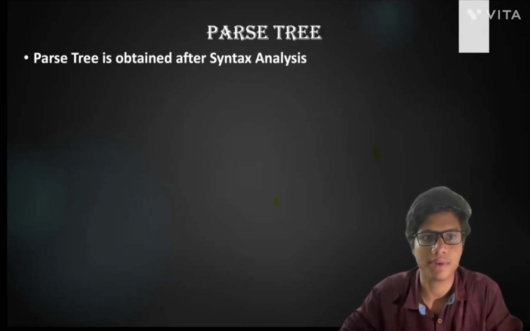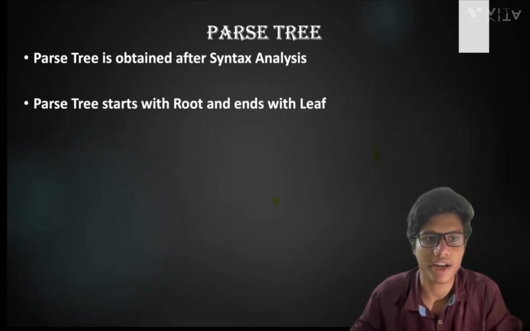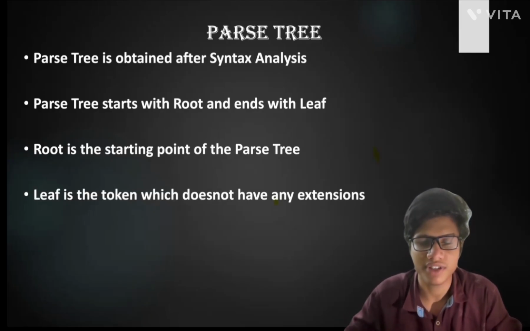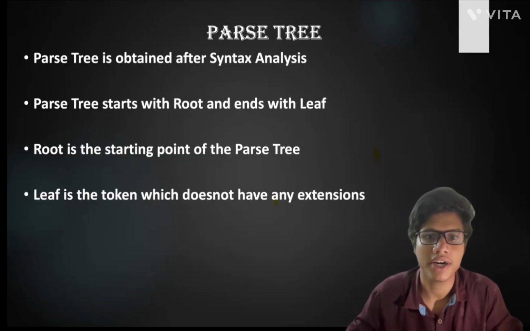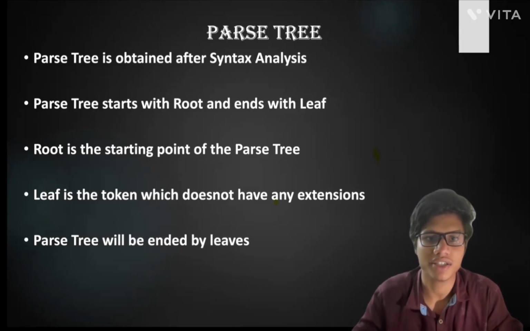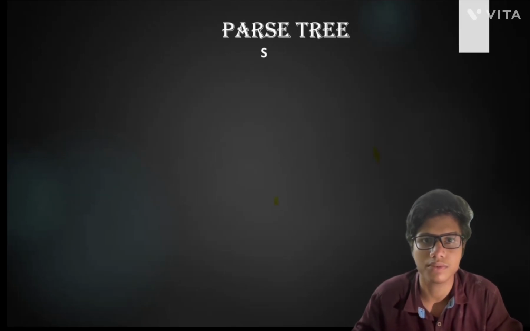Parse tree. What is a parse tree? A parse tree is obtained after syntax analysis. First, lexical analysis takes place. If there is no lexical error, then syntax analysis takes place, and the parse tree is obtained from the syntax analysis. A parse tree starts with the root and ends with the leaf. What is the root? It is the starting point of the parse tree. What is a leaf? It is the ending point, which has no extensions and no children. It cannot be further divided into branches, and the parse tree contains branches. Hence, we can say that the parse tree will end with leaves.